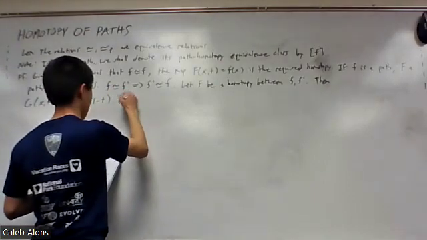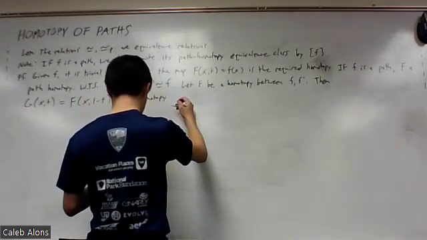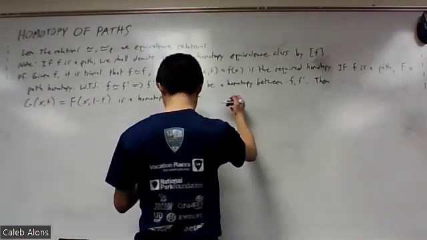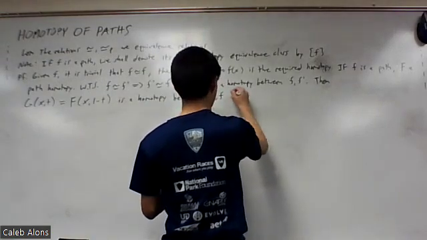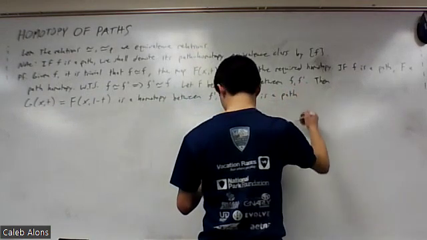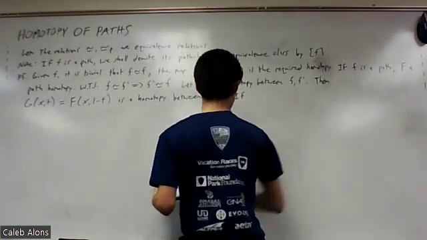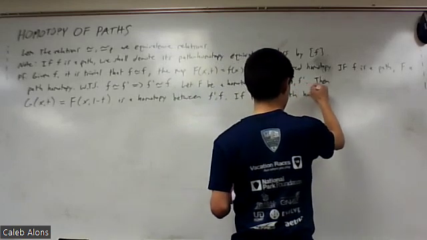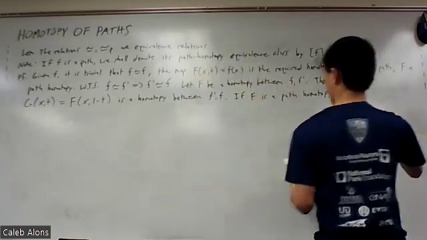And then this is a homotopy between f prime and f. So if the big F is a path homotopy, that does not change the fact we can still construct that. So then G.